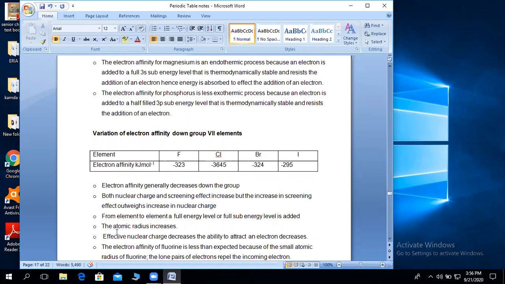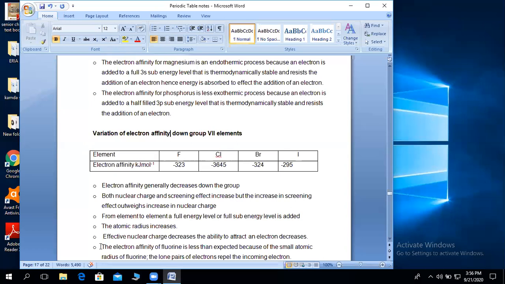When another energy level is added, the atomic radius does what? Increases. So effective nuclear charge decreases, the ability to attract electrons decreases. So the ability of the nucleus to attract electrons does what? Decreases. So that's why electron affinity decreases from fluorine to chlorine.